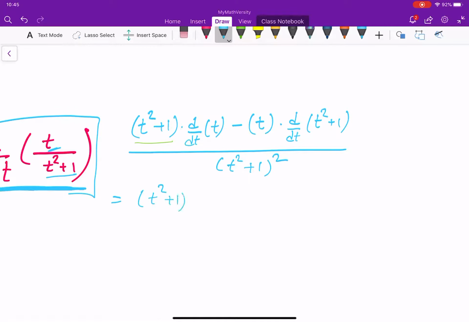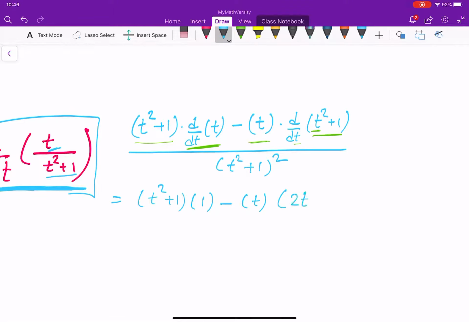So write that down, but we need to find the derivative of t with respect to t, which is 1. Okay, nice, minus, and we have t there, right? Write that down as it is, multiply by the derivative of t square plus 1 with respect to t, which is, what is that one? What is the derivative of t square with respect to t?